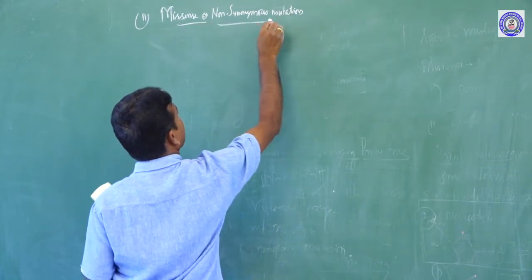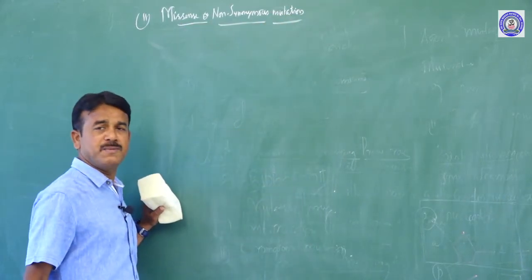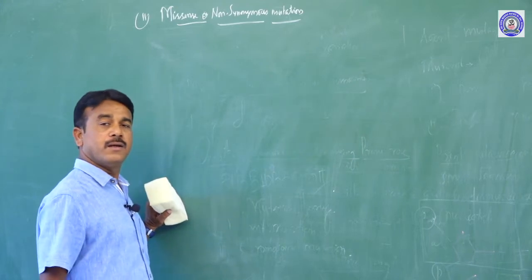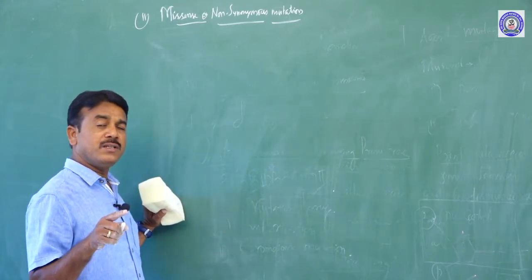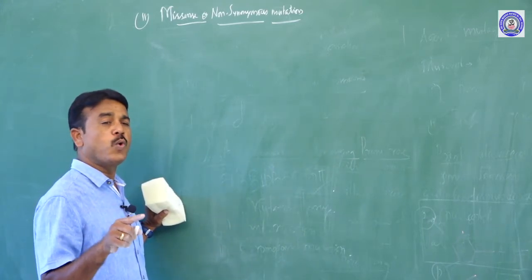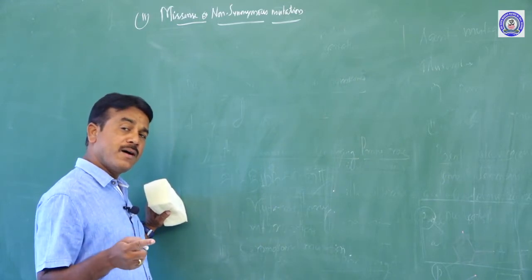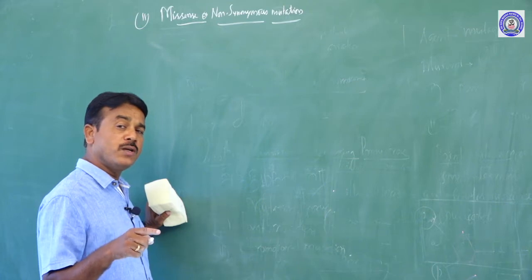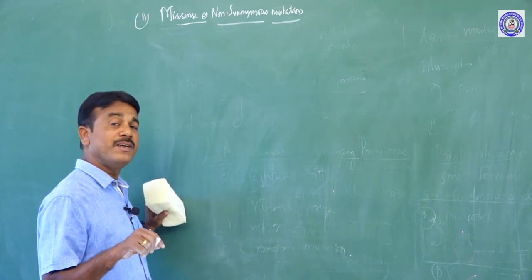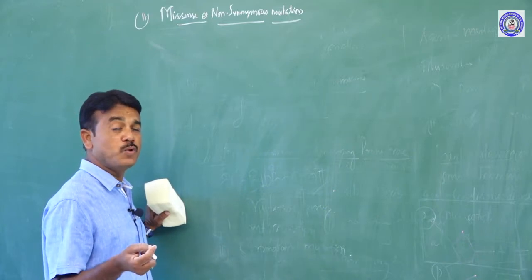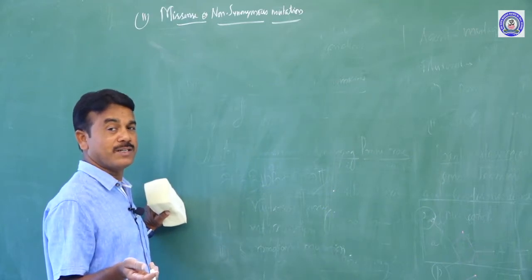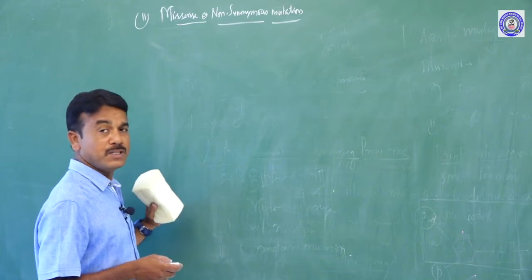What do they call a missense or non-synonymous mutation? It is nothing but a mutation that affects one codon and changes the code. After the change, it does not produce the same amino acid; instead it produces another type of amino acid. That is commonly called a missense mutation.